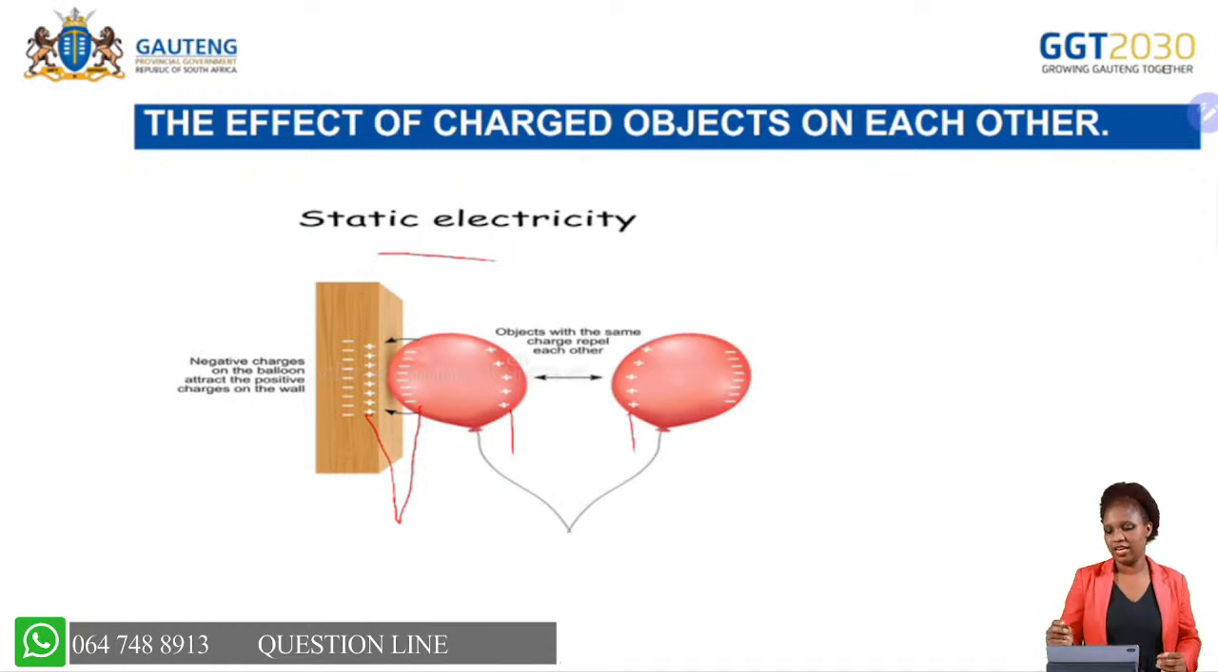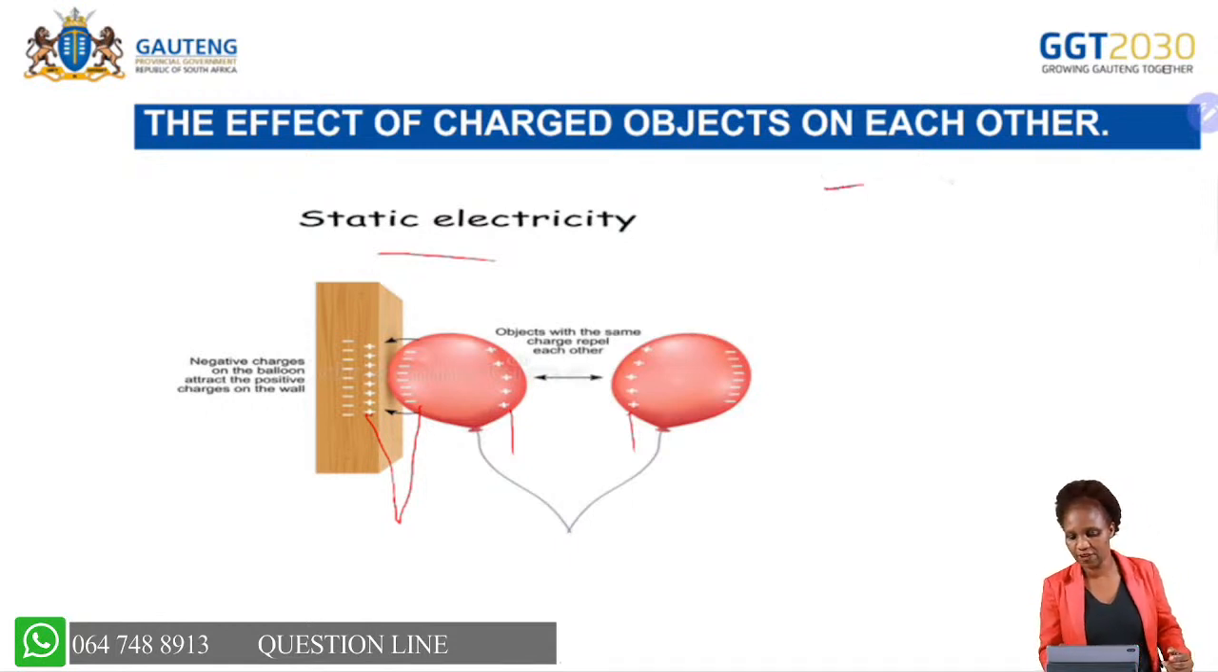Even if it was negative and negative. And if you try to bring them together, what's going to happen? These are like charges, all right? They are going to push each other away. And we call that repulsion. They are repelling each other because they are like charges. Do you understand that? Good. Let's move on.